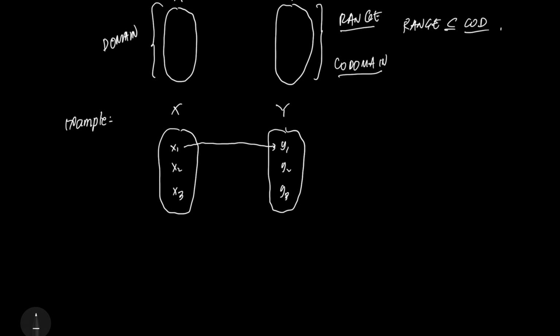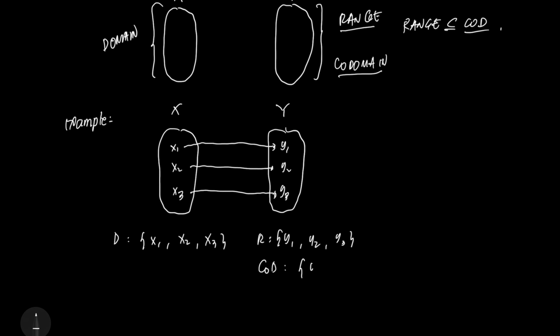If X sub 1 is mapped to Y sub 1, X sub 2 is mapped to Y sub 2, and X sub 3 is mapped to Y sub 3, this set of X sub 1, X sub 2, X sub 3 is what comprises the domain, and the set of Y sub 1, Y sub 2, and Y sub 3 is our range. At the same time, this is also our codomain, Y sub 1, Y sub 2, Y sub 3. Okay, this one is a function.